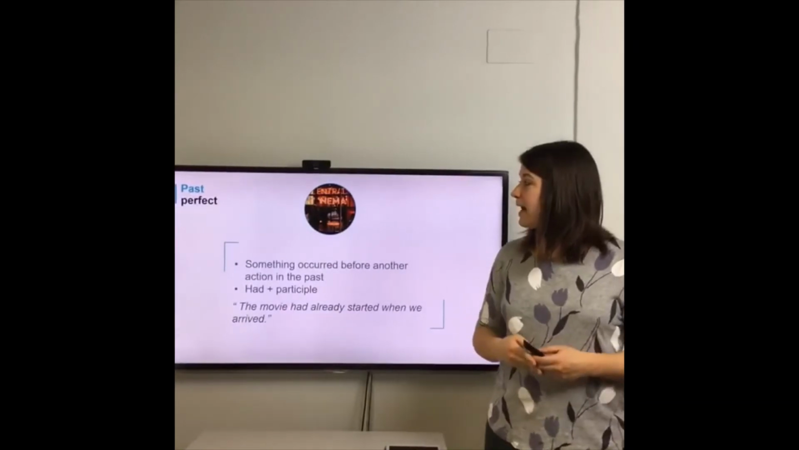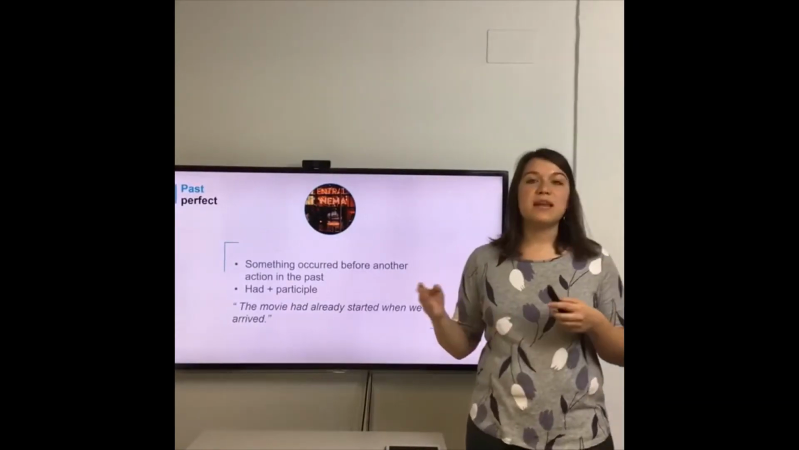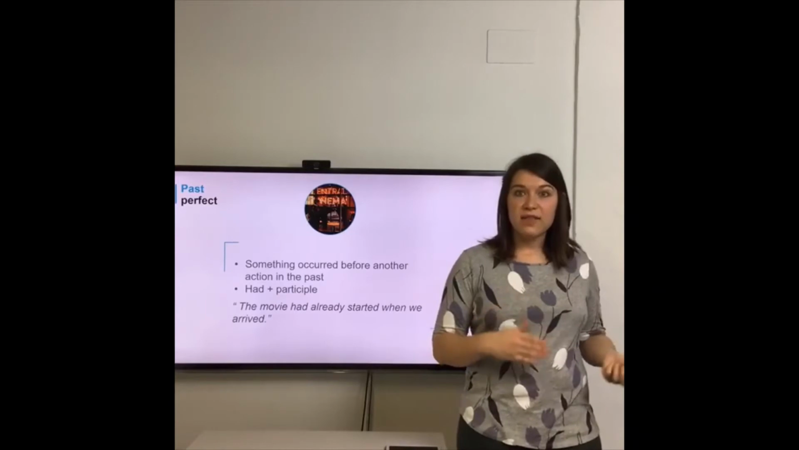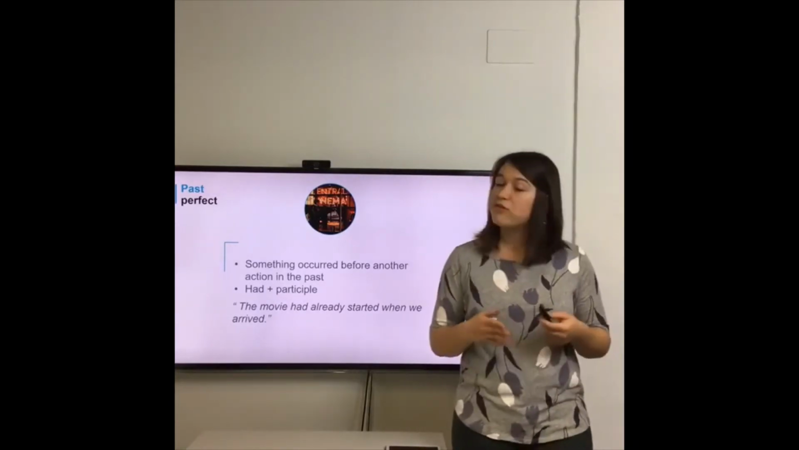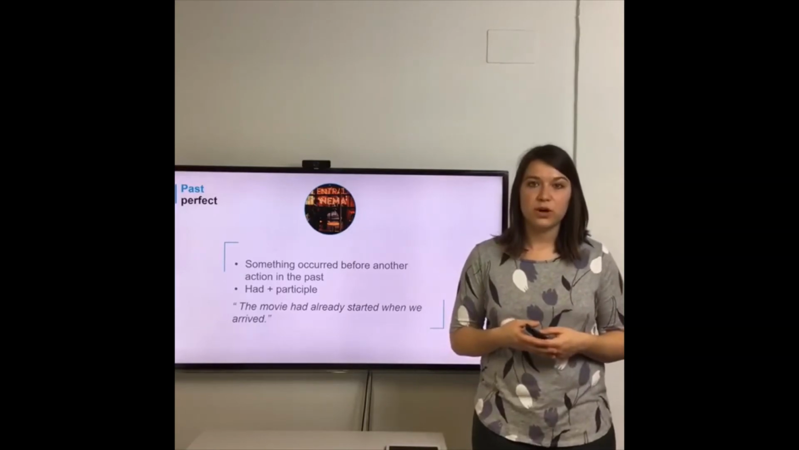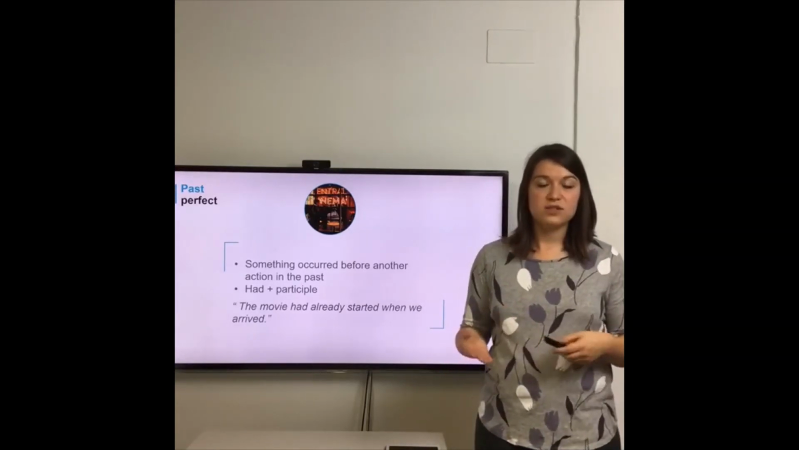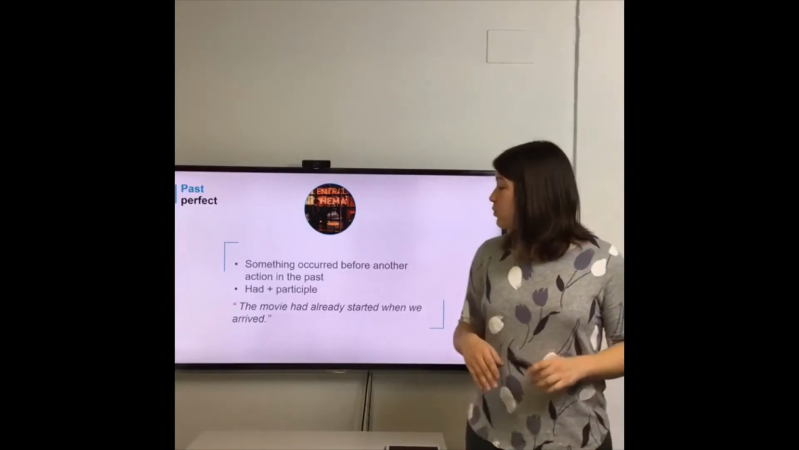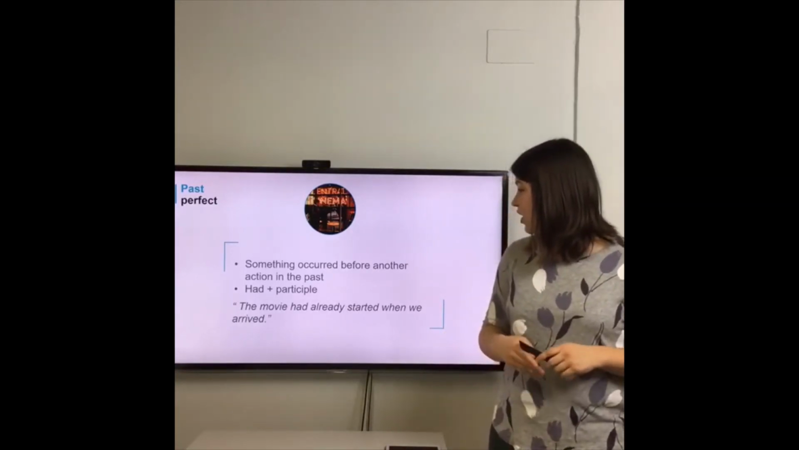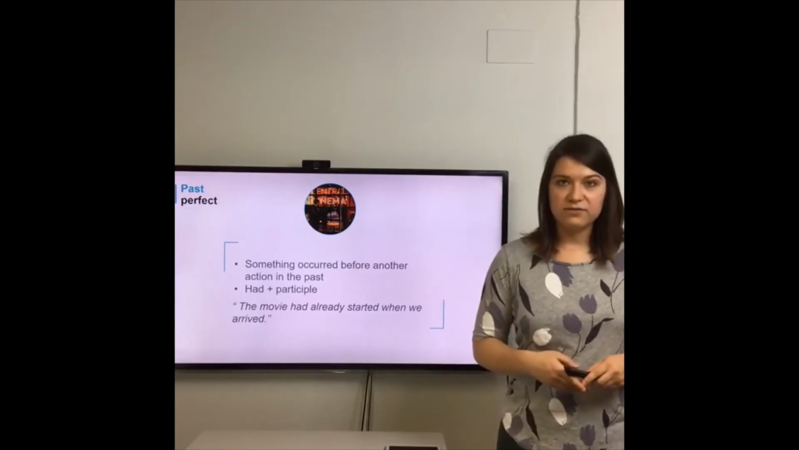Okay, now the past perfect. This is something that occurred before another action in the past. We form the past perfect with the verb to have in the past. So had plus the participle. For example, the movie had already started when we arrived.